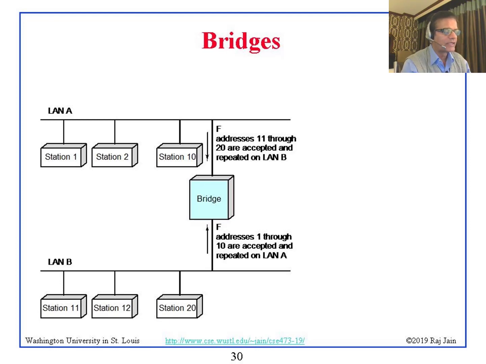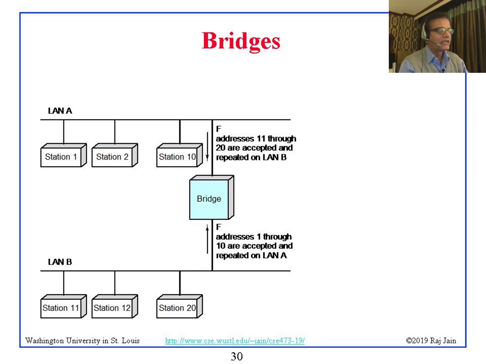So it looks at the source addresses, and then it just makes a note of it. When the station 1 frame came from the top side, therefore station 1 is on the top side. Station 20, whenever it speaks, the bridge will make a note, and then it will know that station 20 is on the bottom LAN, and so on and so forth. So they are self-learning. They learn it from the source addresses.